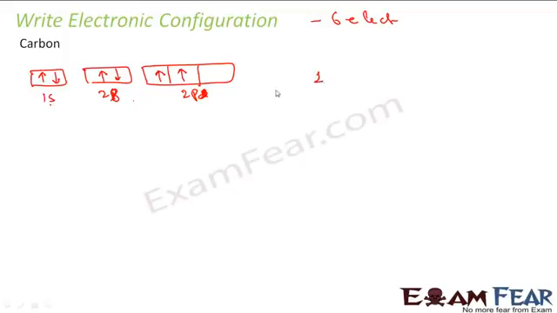I can also write this as: 1s has how many electrons? 2 electrons. 2s has how many electrons? 2 electrons. And 2p has how many electrons? 2 electrons. So both are correct. But this gives a clear picture. This gives the actual place where the electrons are, right?